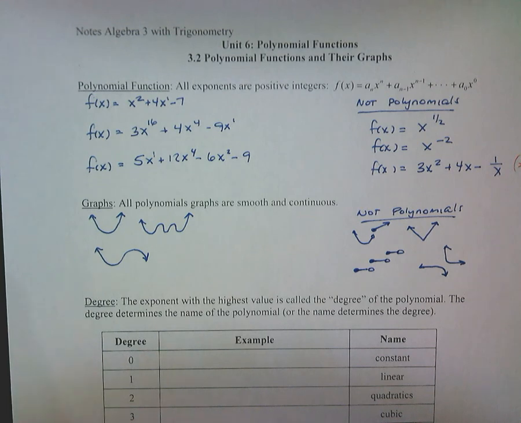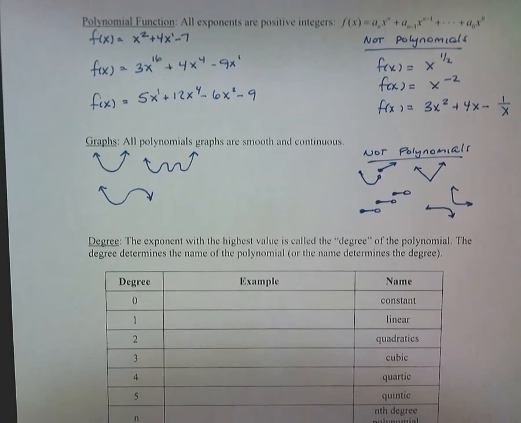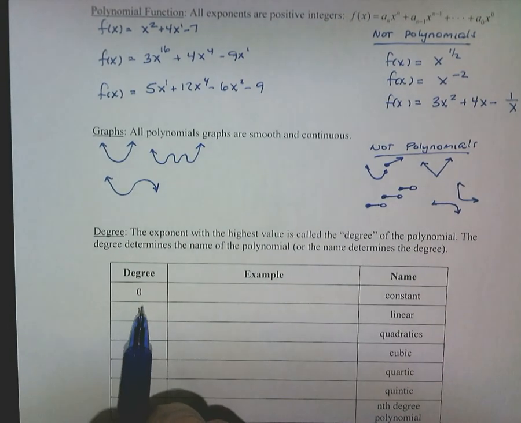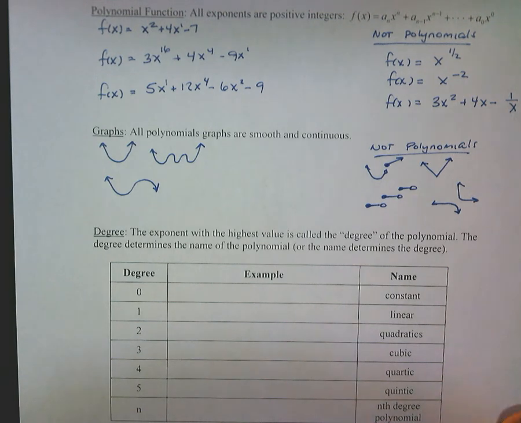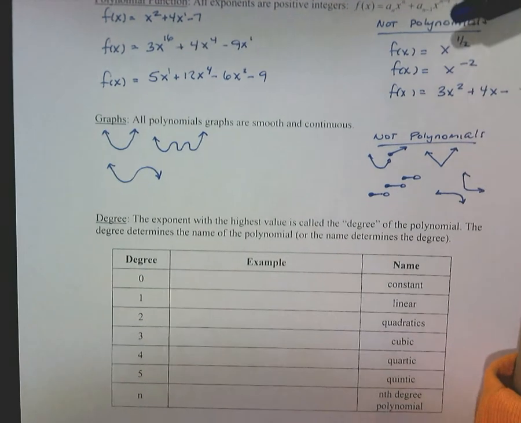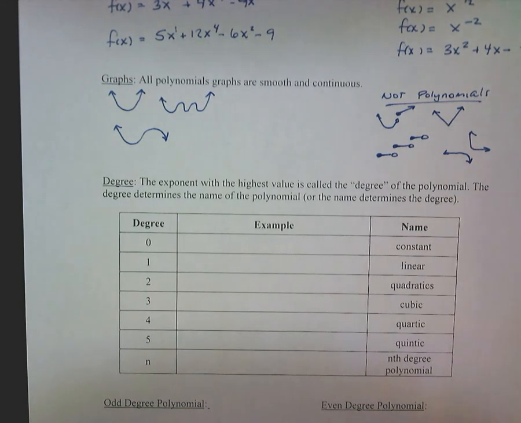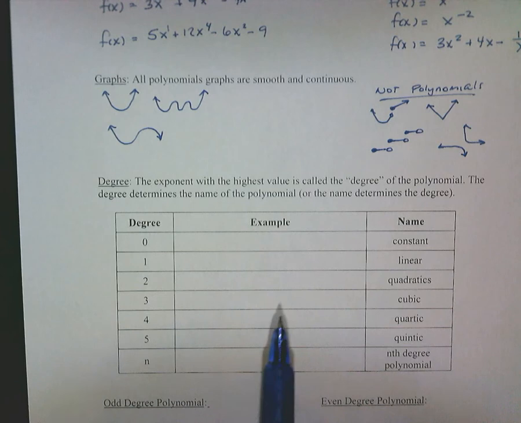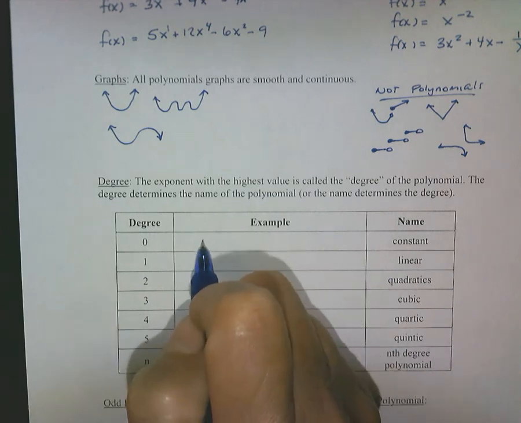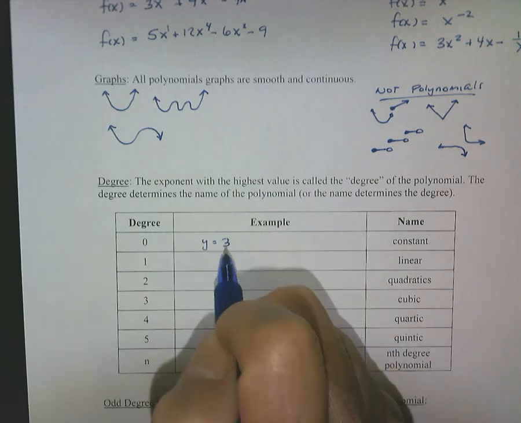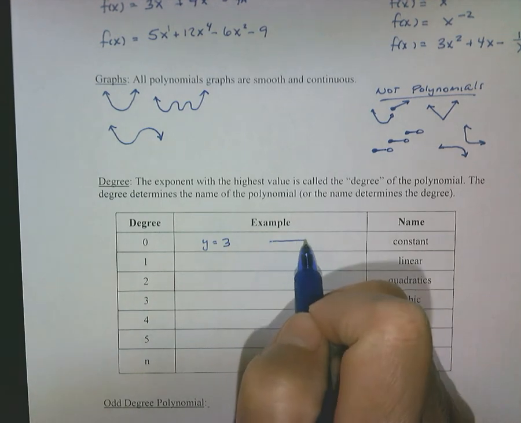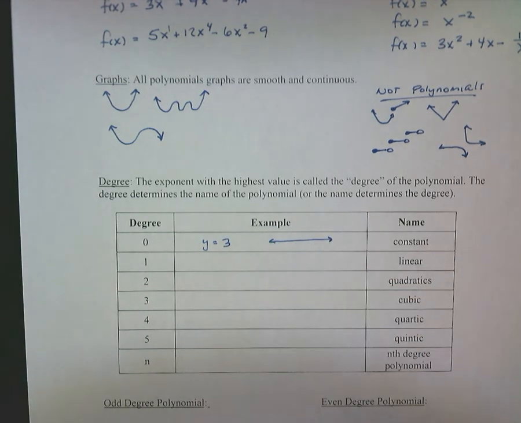Polynomials have degrees, and they have names to go with those degrees. So if it's a 0 degree polynomial, it's called a constant. On the Algebra 2 SOL, you were expected to know a degree and the name that went with it. So an example of a constant would be y equals 3. And it would be a horizontal line. A vertical line is not a polynomial because it's not a function.